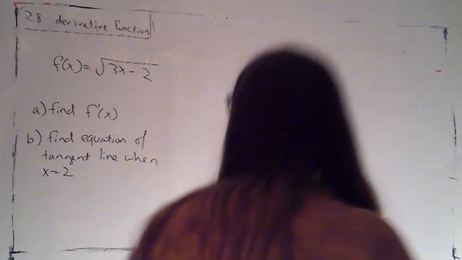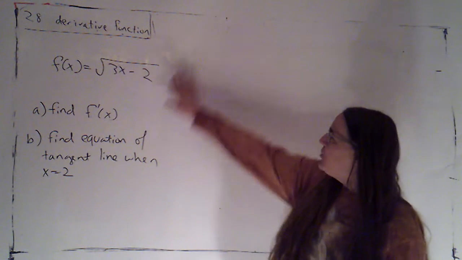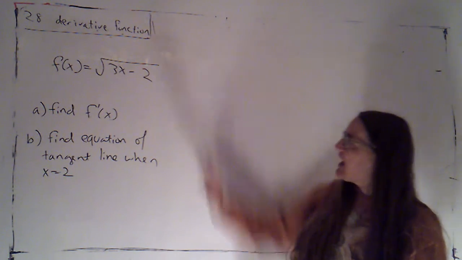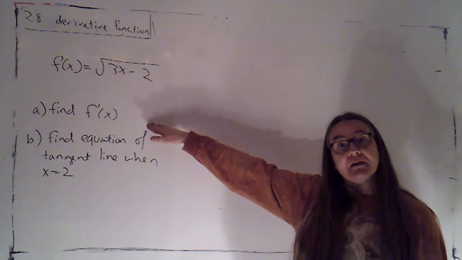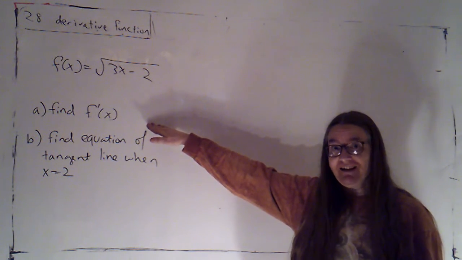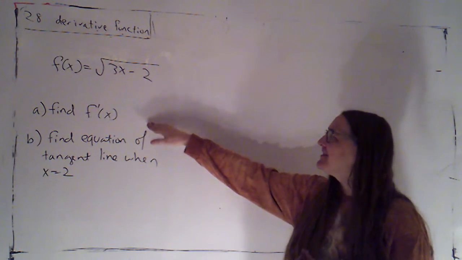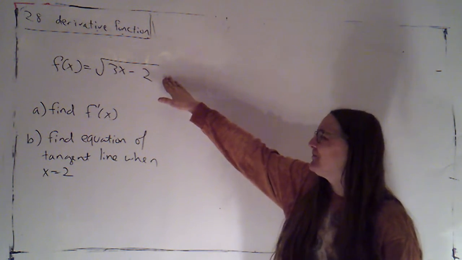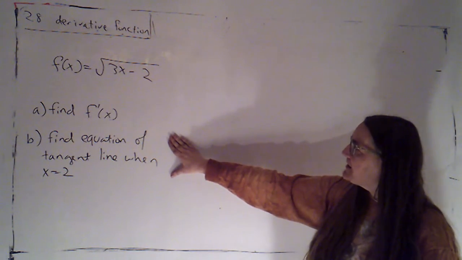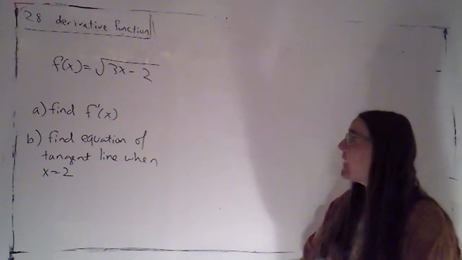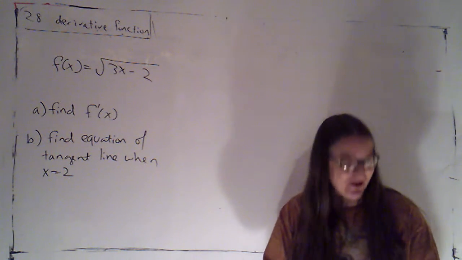This problem is for you folks to try. We've got the function f of x equals the square root of 3x minus 2. I'm asking you to first of all find a formula for the derivative function. That's the function whose output is the slope of the tangent line to this function at a point. And then I want you to find an equation of the tangent line when x is equal to 2. So go ahead, pause the video, and try to work that out.